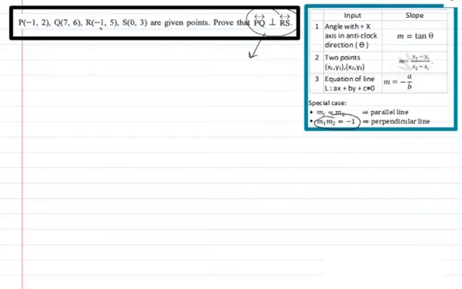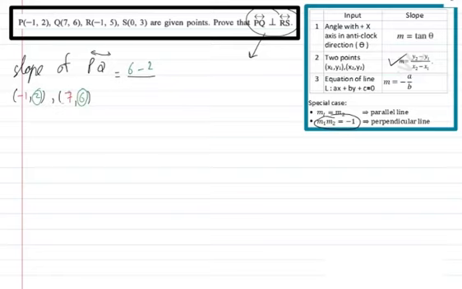Okay, so first of all, let's find the slope of line PQ, and for that we are going to need the coordinates of P and Q, (-1, 2) and (7, 6). We are going to use the second formula of the slope, difference of y upon difference of x. So difference of y is 6 minus 2, upon difference of x, 7 minus (-1), or we can say 7 plus 1. So here we are going to get 4 upon 8, or we can say 1 by 2.